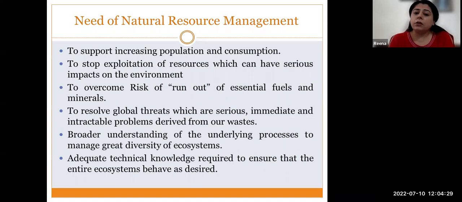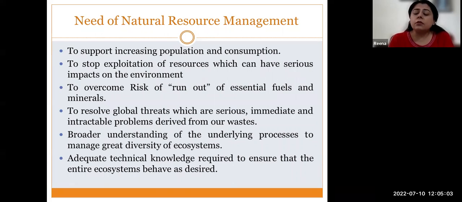Then you have to overcome the risk of running out. For example, nowadays you must be frequently hearing news that coal reserves are getting finished and there will be no power supply for a few days, and again diesel and petrol prices are rising. Daily you hear many kinds of issues at the international as well as national level concerning fuel reserves as well as forest reserves.